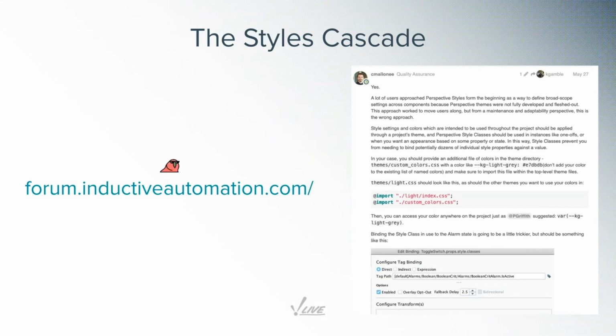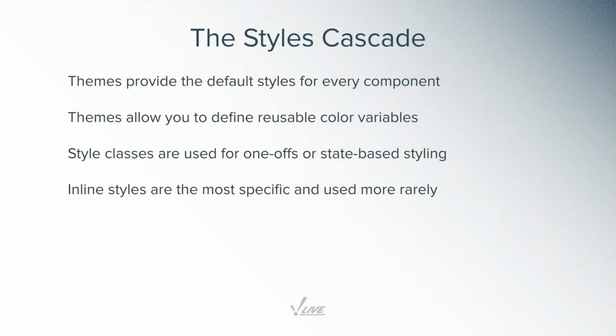Check out forum.inductiveautomation.com for content like this. To summarize his post there, a custom theme essentially can handle a majority of your default styling. You're still going to rely on style classes and inline style properties to manage things like dynamic states or one-off variations. But keep in mind that your theme provides the base. It sets the default styles for every single component. As you drag components from the palette, it gives them their default look and feel. And it also gives you color variables, which can be used throughout your project in style classes and inline styling, which I'll talk about more in a minute.